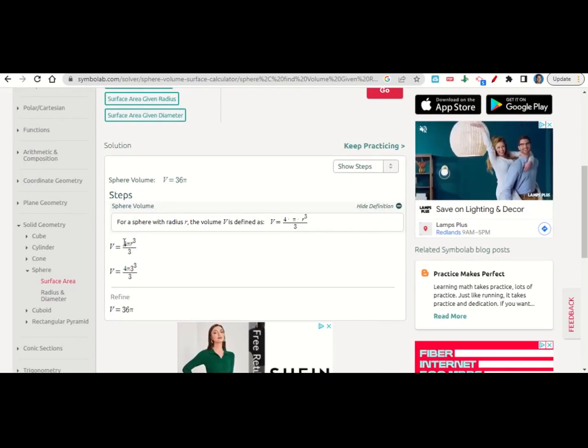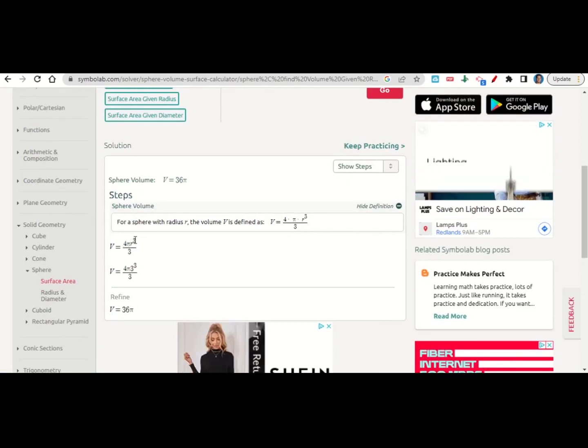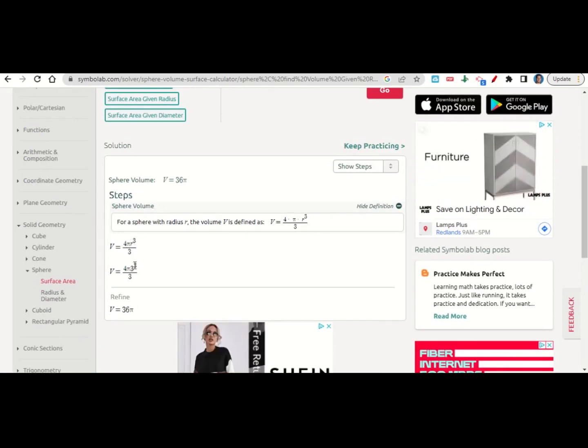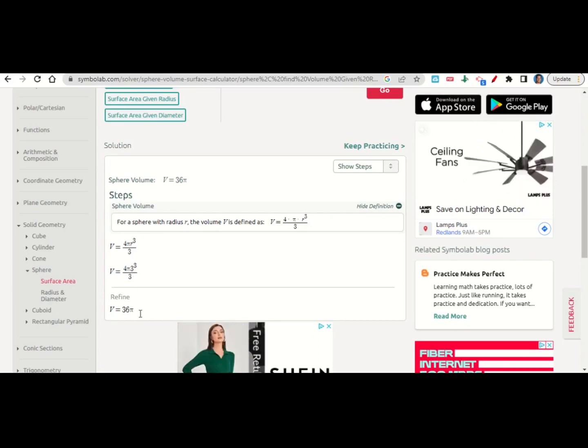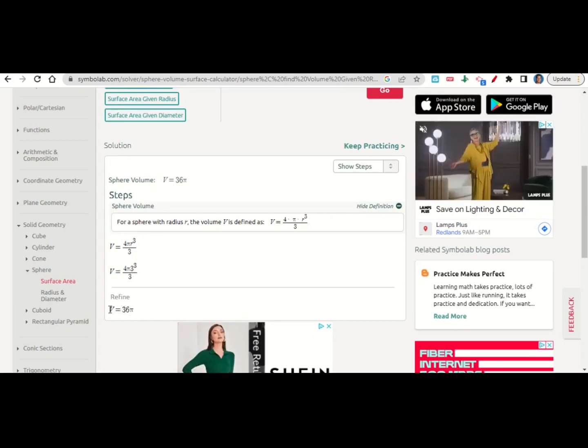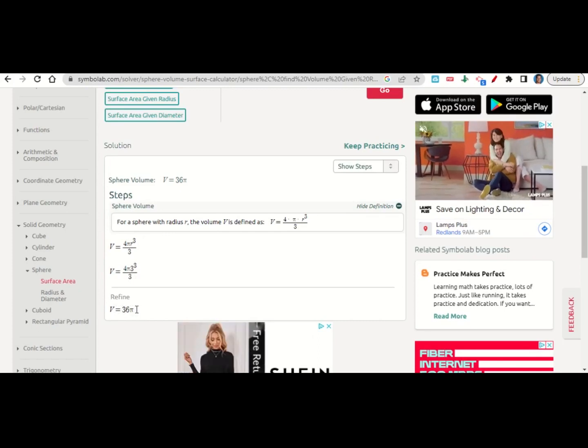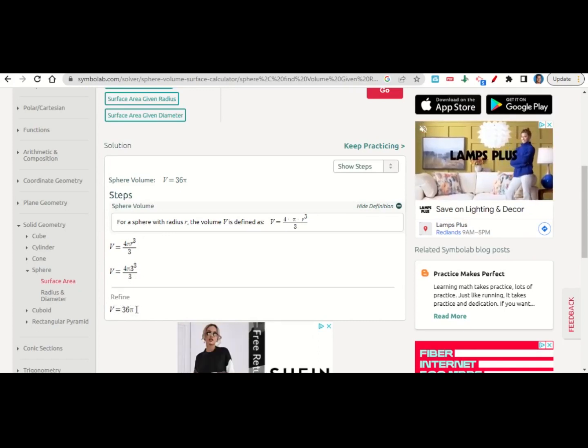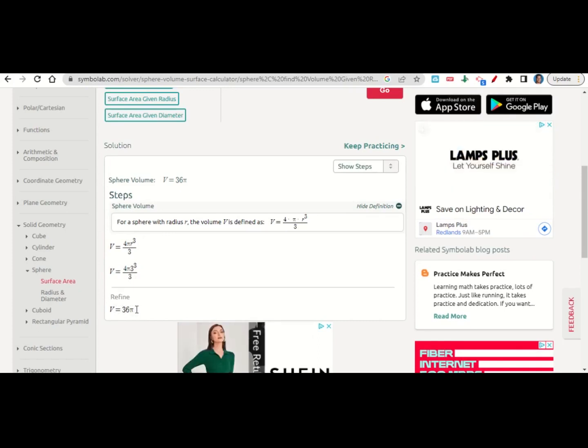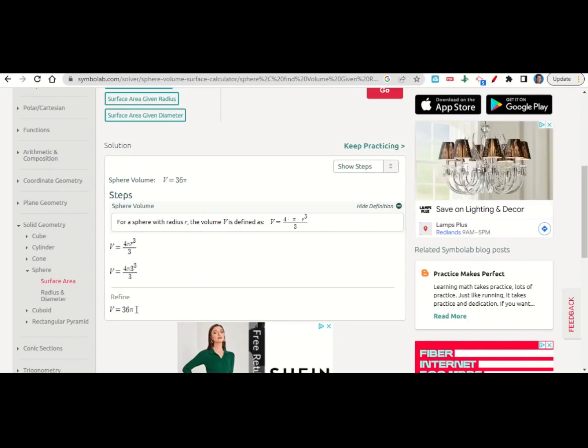So it says that the volume of a sphere is 4 pi r cubed over 3. So it plugs in the information for us. And once it's done, it says that our volume should be 36 pi. So the volume of this sphere would be 36 pi. So that's how you can use Symbolab to check your work when finding the volume of a sphere.